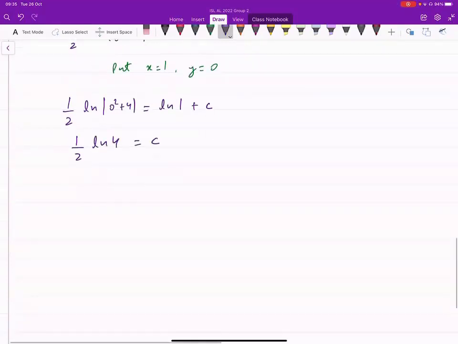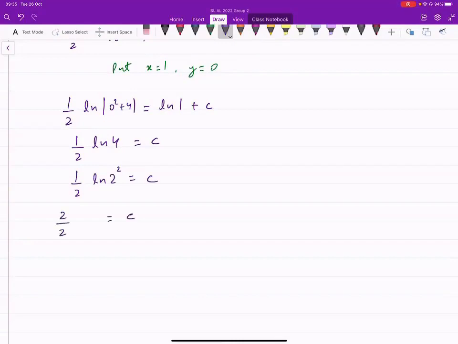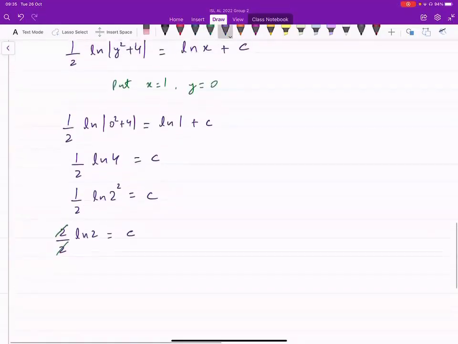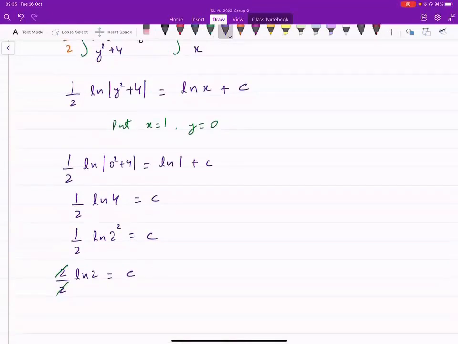ठीक है? We can also actually write it like this. We can say this is half ln 2 का square, right? And then c becomes ln 2. Because बाहर आपके पास 2 over 2 आ गया. ये ln 2 आपके पास बच गया. ठीक है? c is equal to ln of 2. c की वैल्यू आ गई. इसको वापस इनपुट कर दिया उसके अंदर.